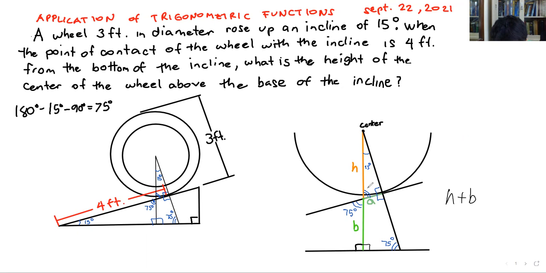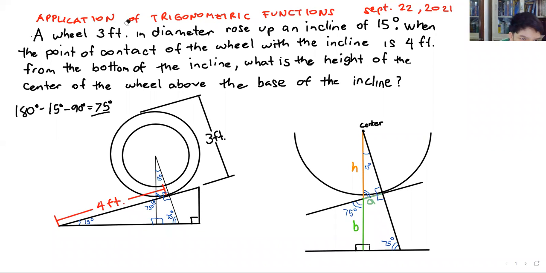Here you can see this 75 degrees. Since this is a vertical angle, it must be equal. So this is also 75 degrees. Now, I'll just erase this.